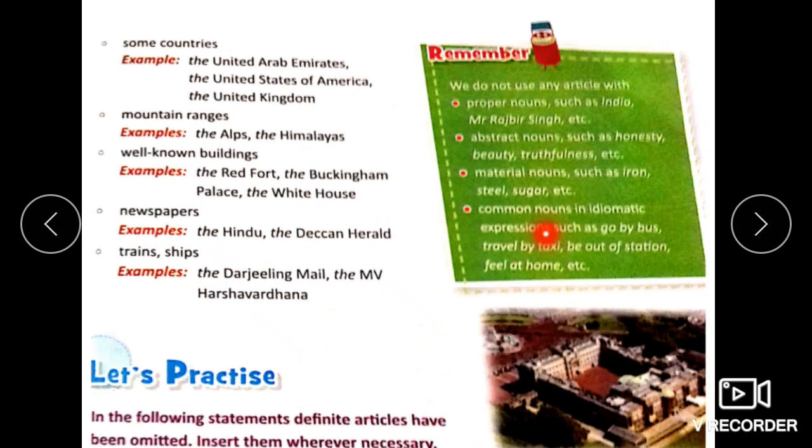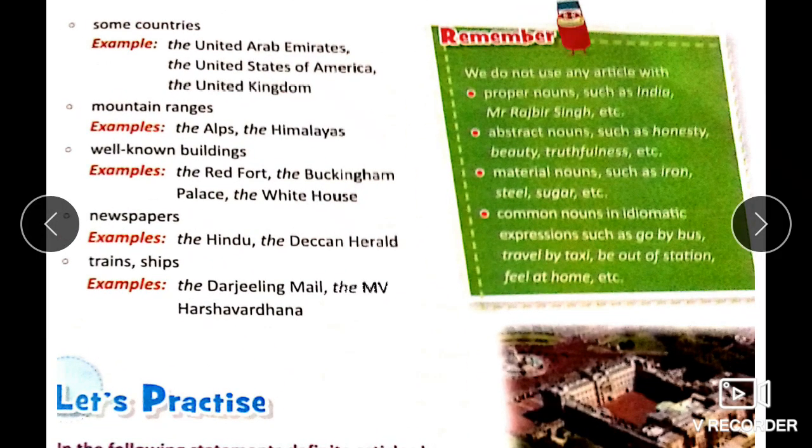Now in this green box you can see we do not use any article with proper nouns such as India, Mr. Rajbir Singh. We do not say the India, we do not say the Mr. Rajbir Singh. So before these proper nouns, we should never use any article. Abstract nouns such as honesty, beauty, truthfulness: before abstract nouns, again, we do not use definite or indefinite articles whatsoever. Material nouns such as iron, steel, sugar: before material nouns, again, we do not use articles.